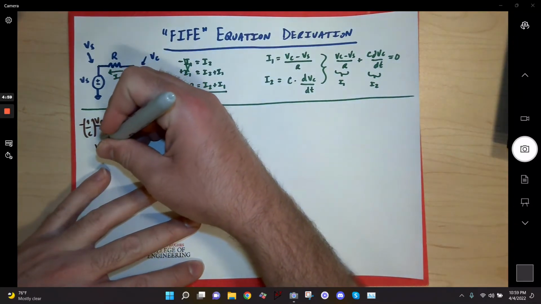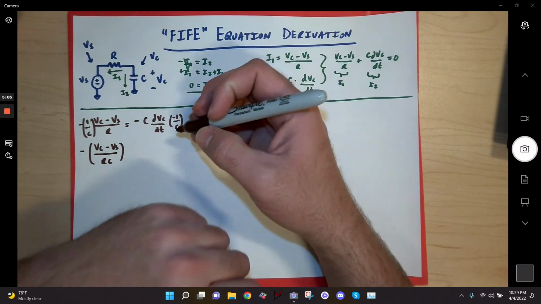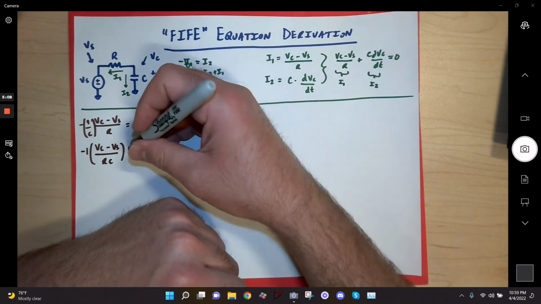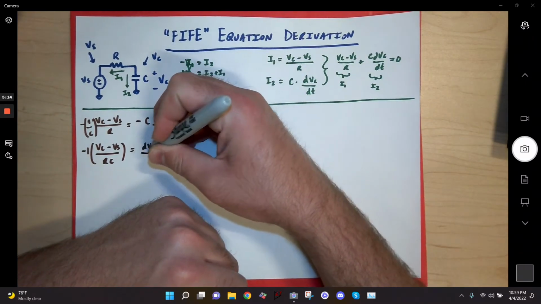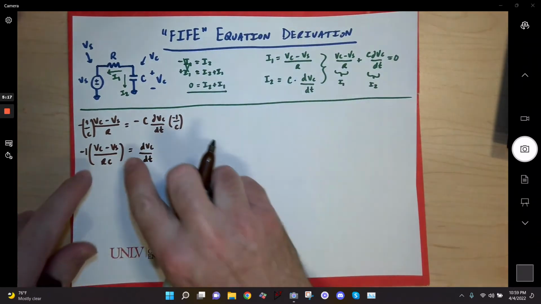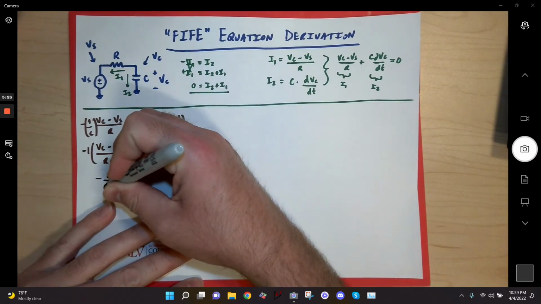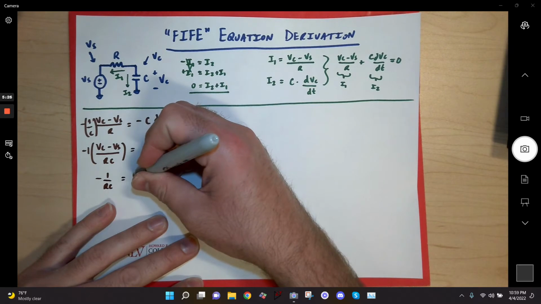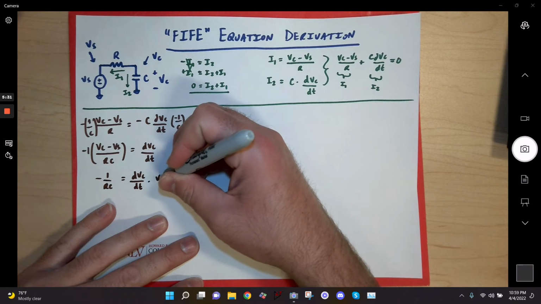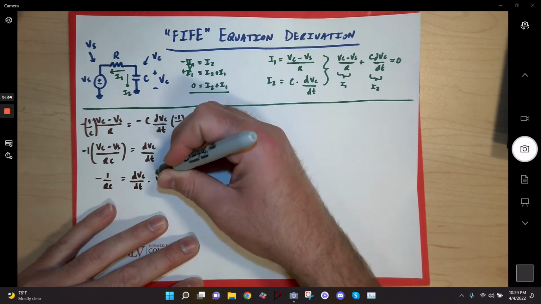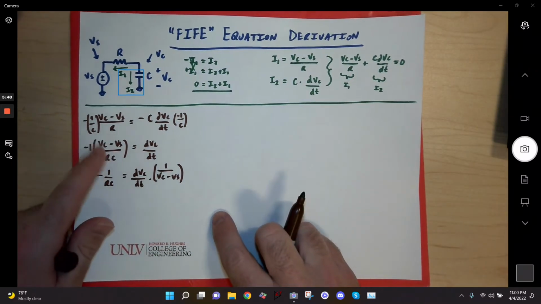So what I end up with is Vc minus Vs over RC, and that whole thing is now negative, basically negative 1 times all of that, and then my negative 1 over C and my negative C cancel here, so I just get dVc dt over here. Now I'm going to divide by Vc minus Vs, so I end up with just negative 1 over RC equals dVc dt times 1 over Vc minus Vs. So I took this and divided it out to the other side.